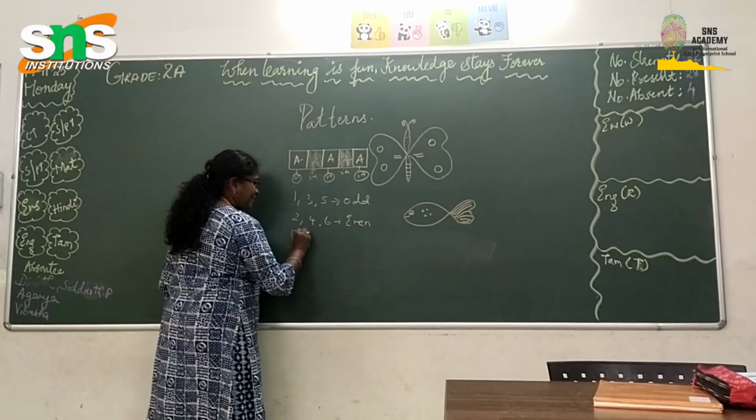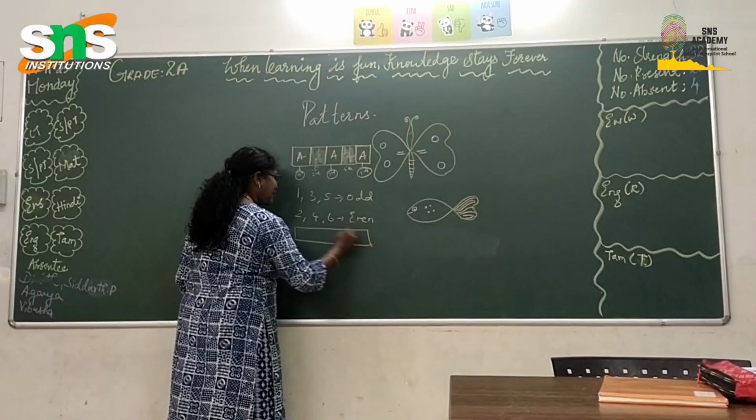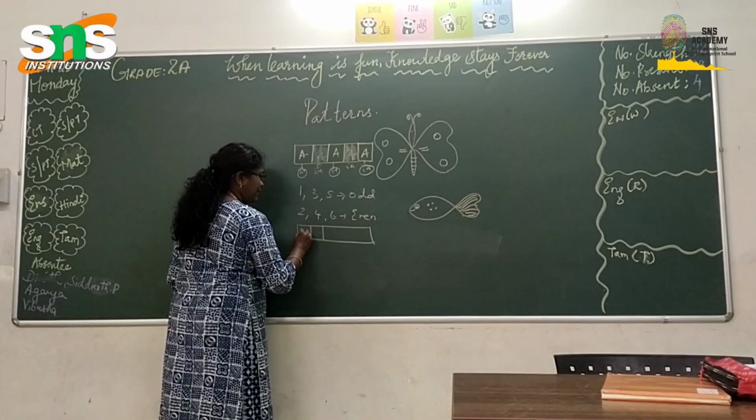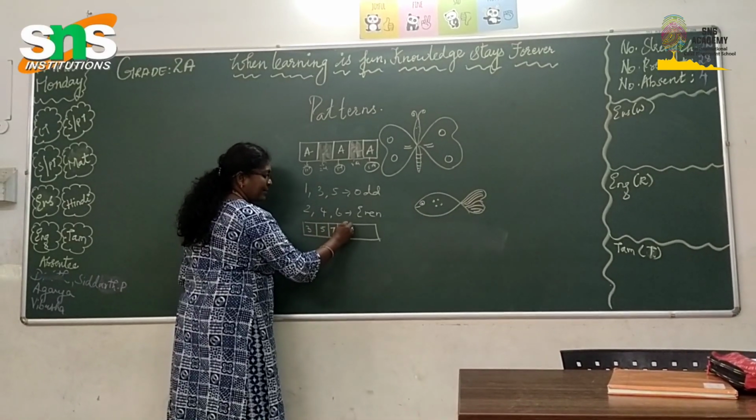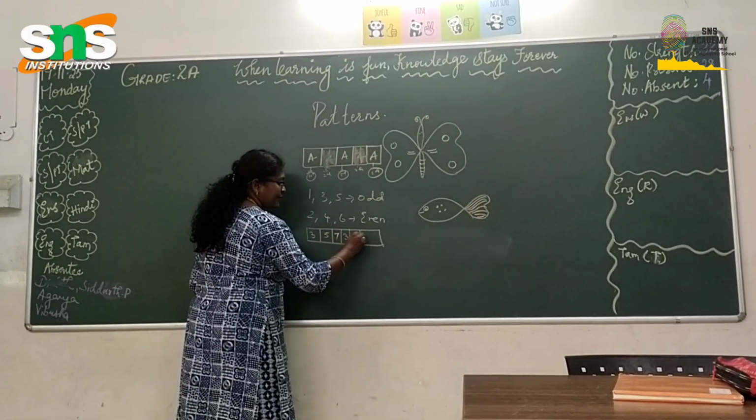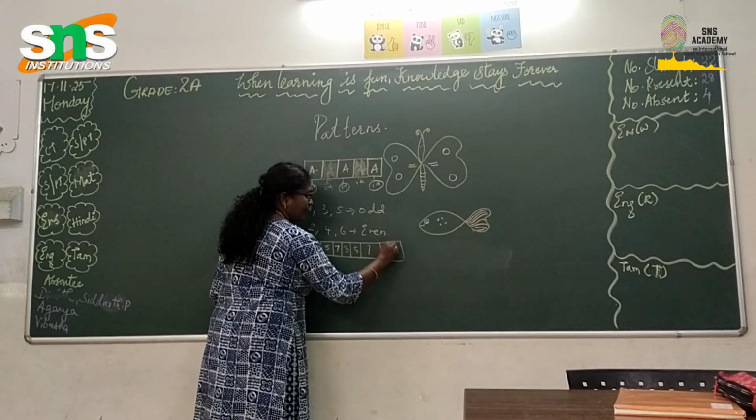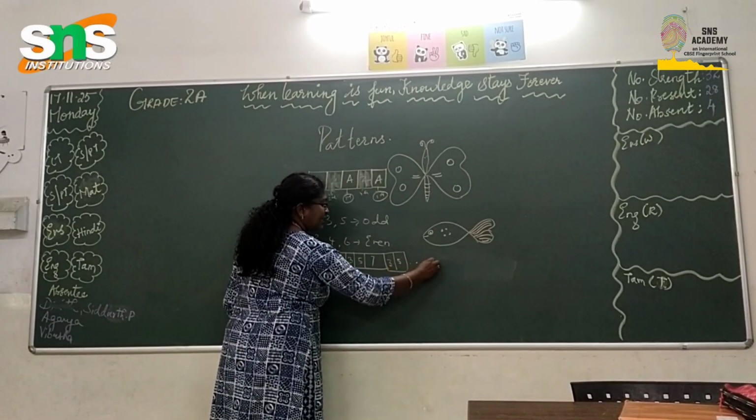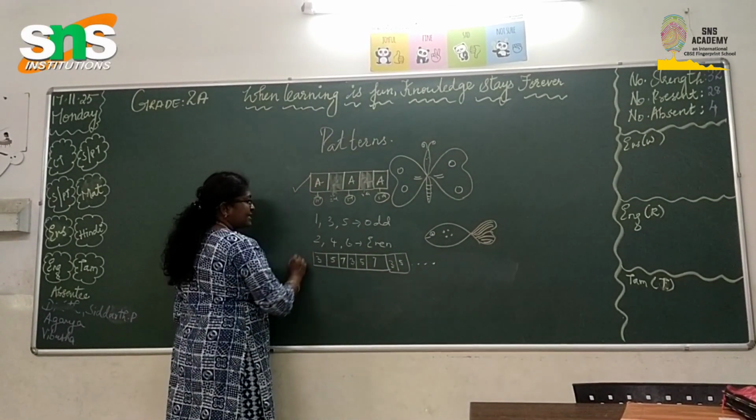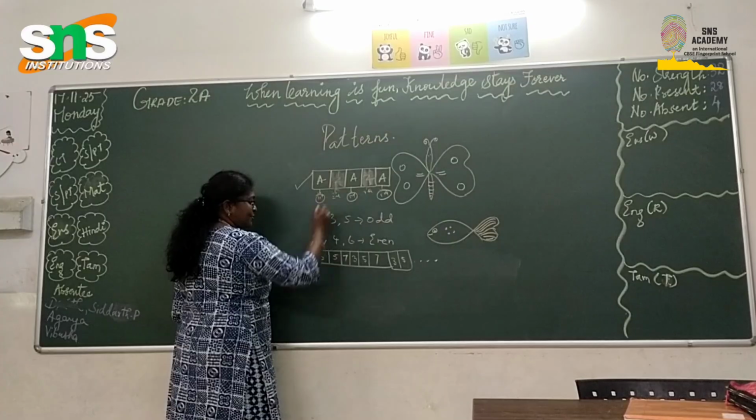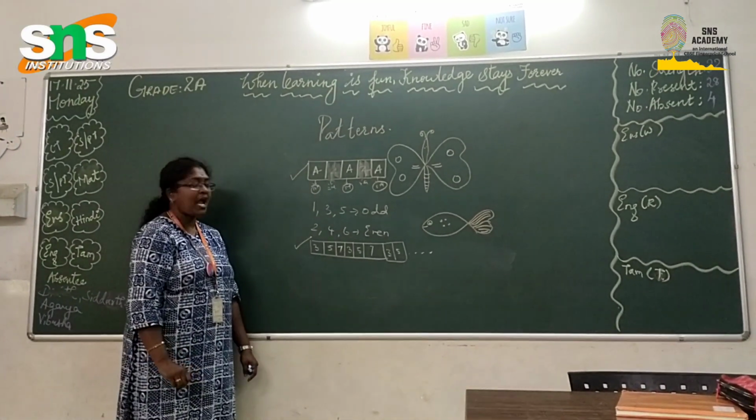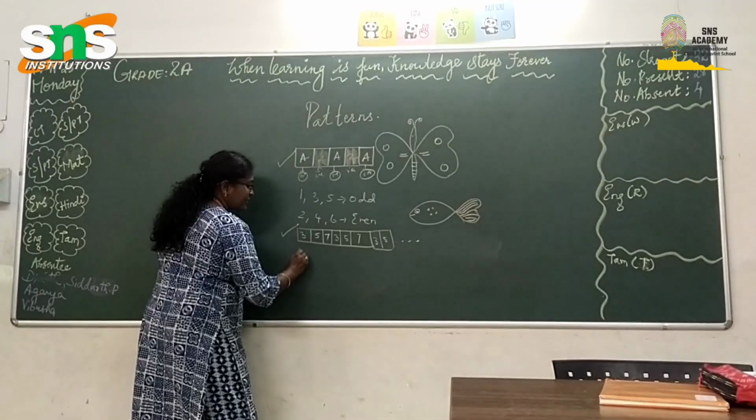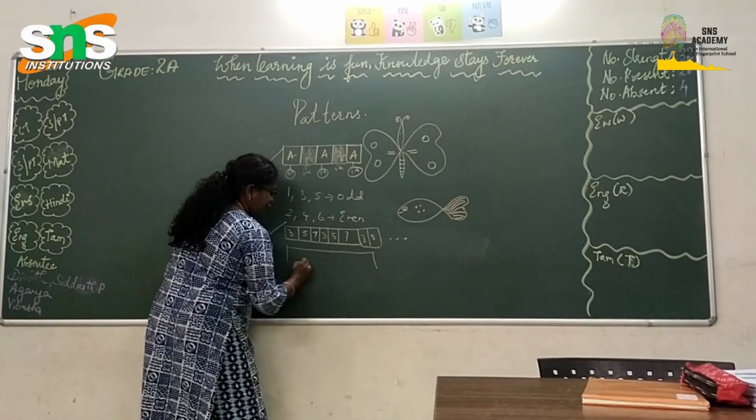Let us take an example. I have taken here 3 sets of numbers: 3, 5, 7. Next will be again 3, 5, 7, and it goes on. Okay children, so you will have patterns with letters and words, and also with numbers. Next, you are going to see them with the shapes.